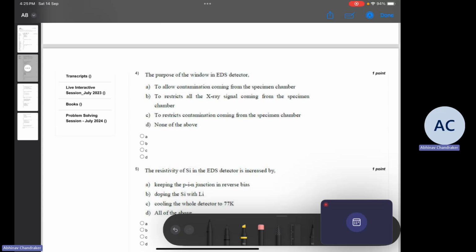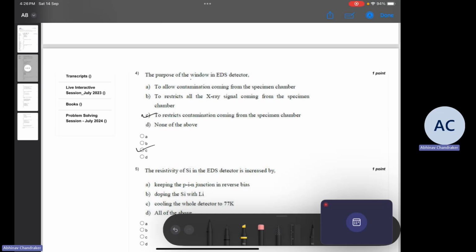Next question: the purpose of the window in EDS detector is. As I just touched upon in the second question, we use a window as a covering for the more sensitive and expensive elements of the detector. So if there is any contamination due to the specimen that is put or due to improper vacuum conditions, then that contamination will not be able to affect the detector elements as much if we have some covering on it. So that is the reason for having a window in the EDS detector. The correct option will be C.